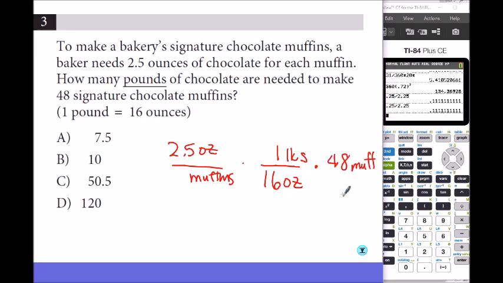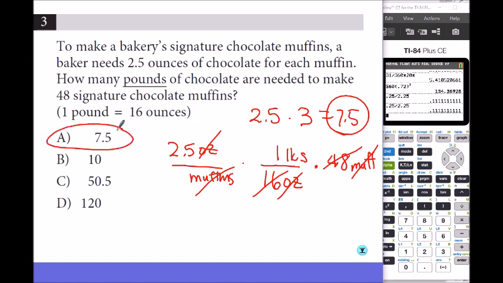right? So whenever you're converting the units, it's nice to write the units so you know which ones you're multiplying, getting rid of in terms of units, so you know whether you should put the number on top and bottom. So here it's basically 2.5 ounces divided by 16 times 48 muffins. So 48 divided by 16 is 3. So it's 2.5 times 3, which is 7.5. So 7.5 pounds are needed to make 48 chocolate muffins.